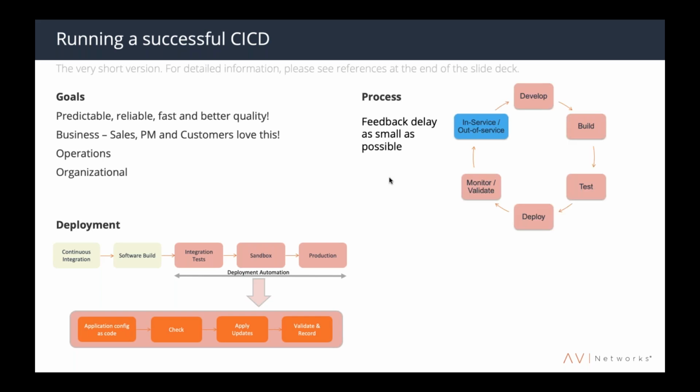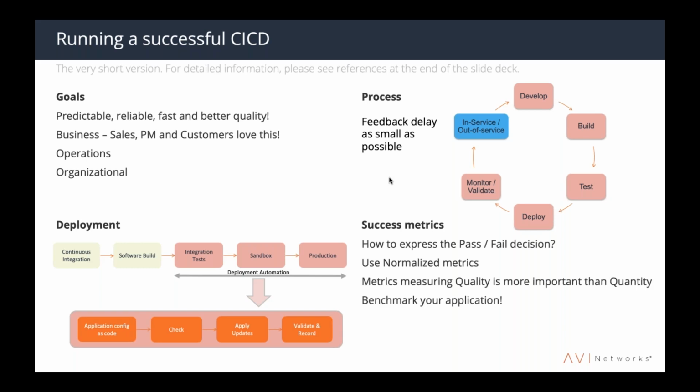Then we start with the process. So how should the overall process probably look? You have a development step, a build step, a test step, a deploy step, a monitor and validate step, and then the new software is taken in service and the old software is taken out of service, depending on the results of each individual step. And to allow us to make a decision about these steps, we need success metrics.